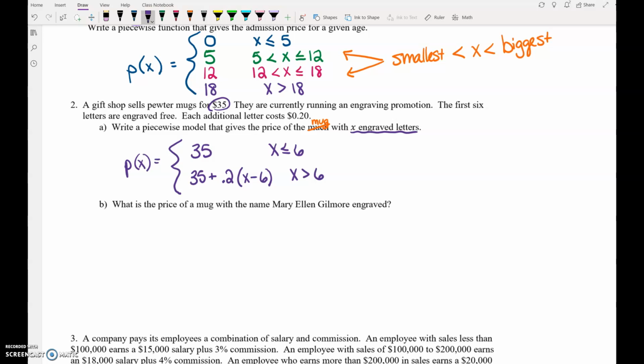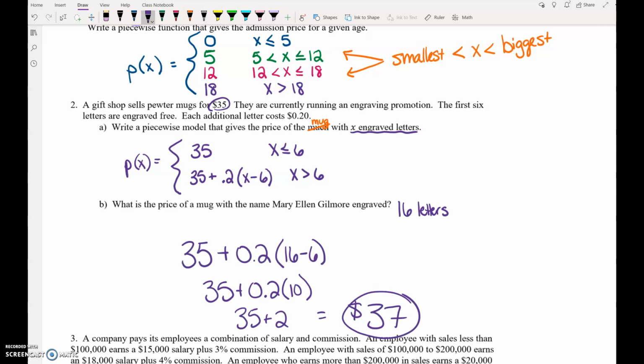Now that we have the piecewise function written, what is the price of a mug with the name Mary Ellen Gilmore engraved on it? I wonder where I got that name from. So take a moment, pause the video, calculate how much that mug would be. 16 letters is definitely more than 6, so we're using the bottom piece of the function. 35 plus 0.2 times 16 minus 6. If you subtract out those 6 free letters, you have 10 letters that you're actually paying for, so it would be $37.